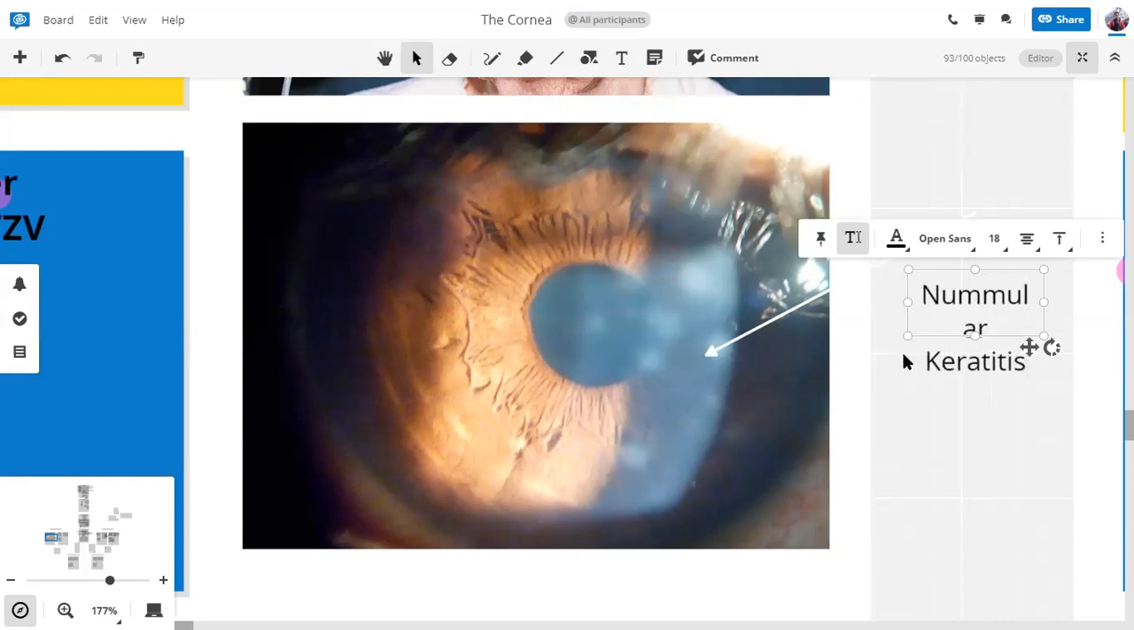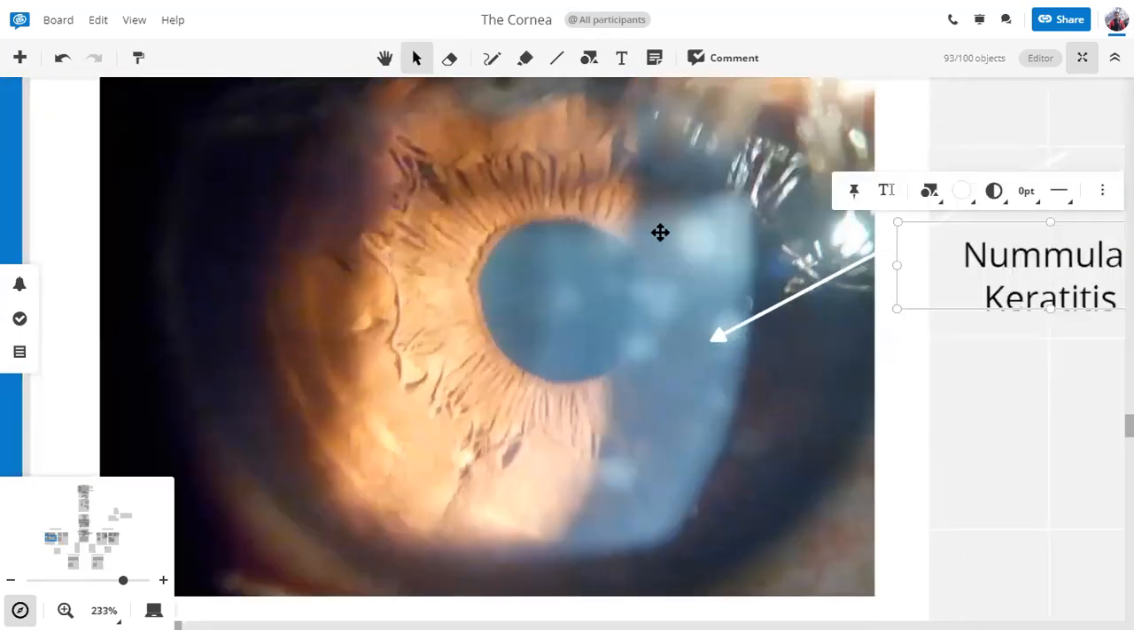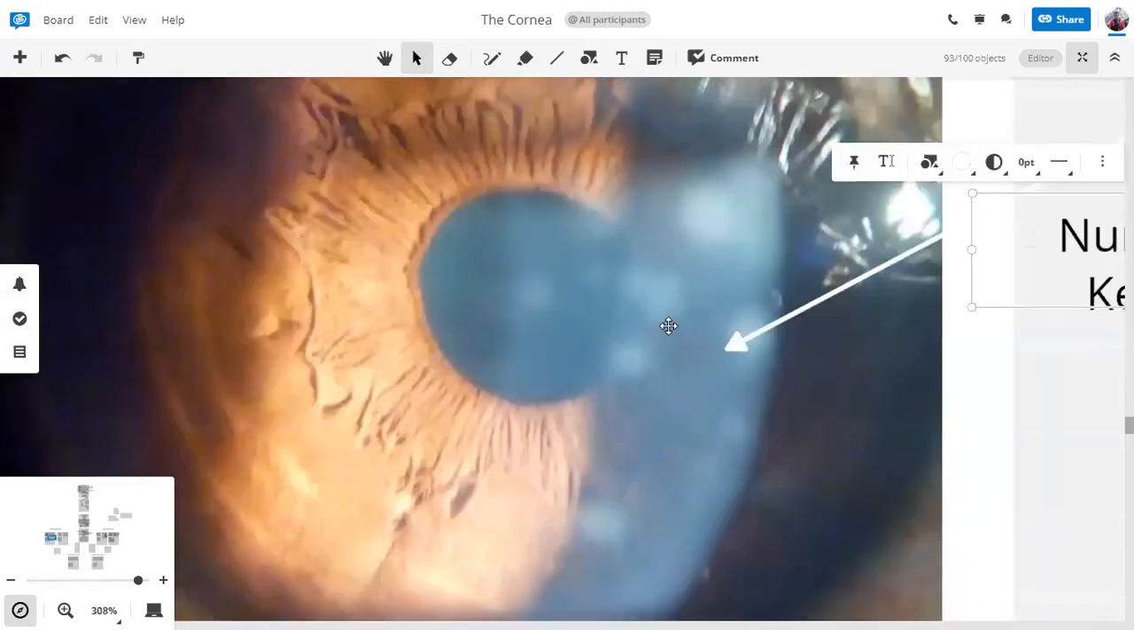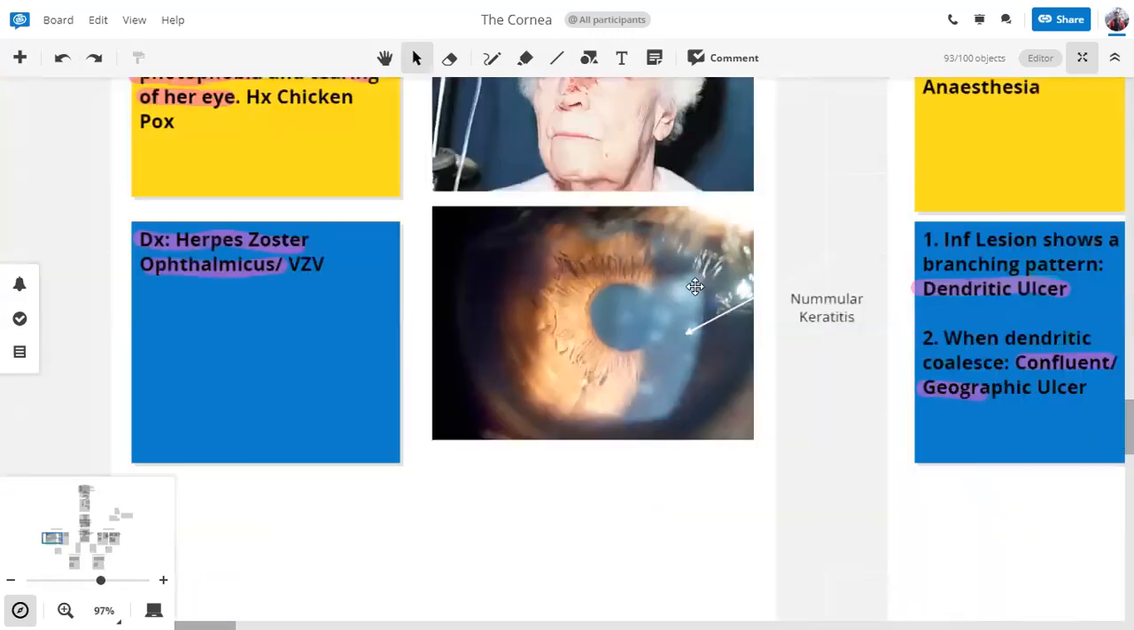ये keratic precipitates नहीं है. Keratic precipitates are seen on the back surface of the endothelium. Endothelium पे होते हैं, cornea के अंदर नहीं होते. ये दरअसल slit lamp की beam को आप देखें. This is the slit lamp beam. ये, they are present inside the cornea. Circular lesions present inside the cornea. Nummular means circular or coin-like. These are coin-like lesions inside the corneal stroma. So nummular keratitis. This is present in herpes zoster ophthalmicus.